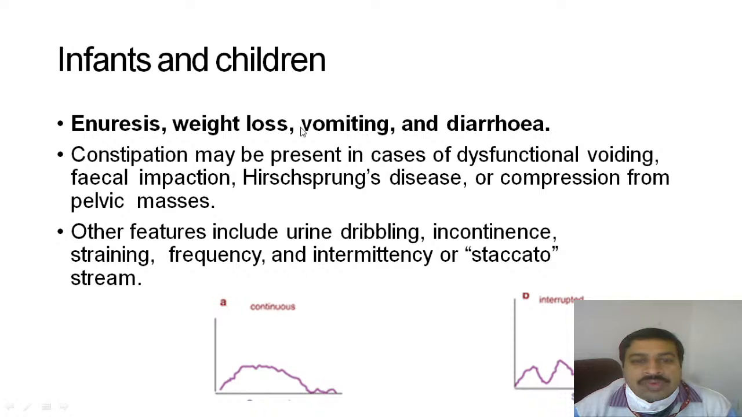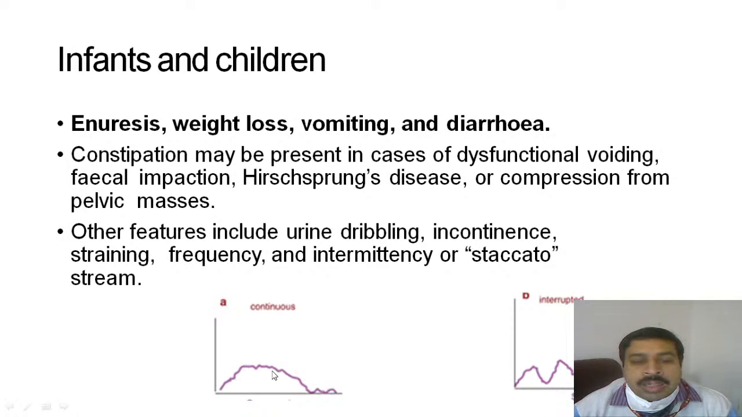The child will have weight loss, vomitings and diarrhea. These are non-specific symptoms of urinary tract infection in infants and neonates. They are not directly linked to the kidney system, these symptoms, but if a child has UTI, they can present just with vomiting and diarrhea. So one has to rule out urinary tract infection in these patients.